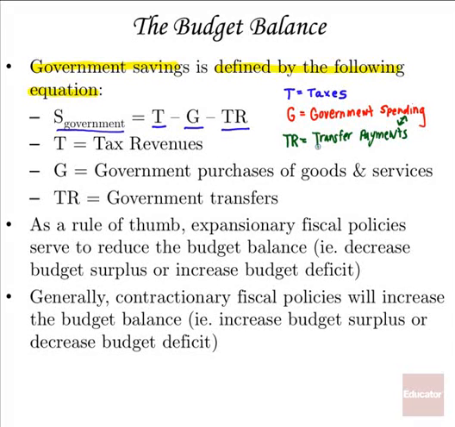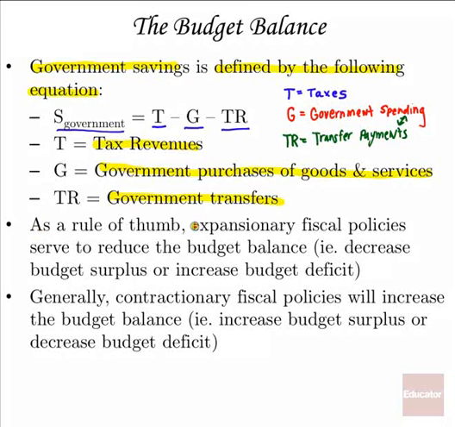When we're dealing with the budget balance, Social Security and Medicare, these two expenditures, have a huge impact on the future fiscal outlook of the United States. So again, you get the tax revenues, and that's money coming in. You have the government purchases of goods and services, that's money going out. And then you also have the government transfers, which is also going out. So when you take the taxes and subtract these two things, this is the government savings that occurs.